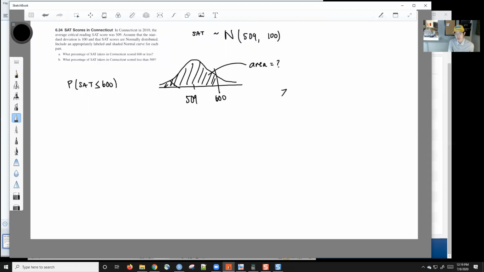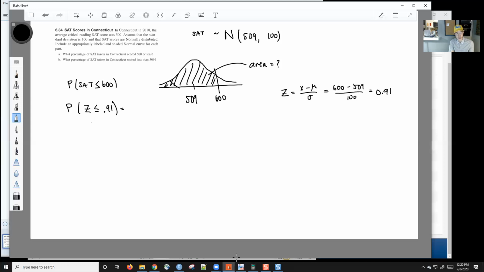All right, so we have to convert this into a z problem, okay? So our z is going to be x minus the mean divided by the standard deviation. So we're going to have 600 minus 509 divided by 100, our standard deviation. And I'm going to get 0.91, okay? And so I'm going to look up z less than 0.91. Go to our table. So now I get z is less than or equal to 0.91.